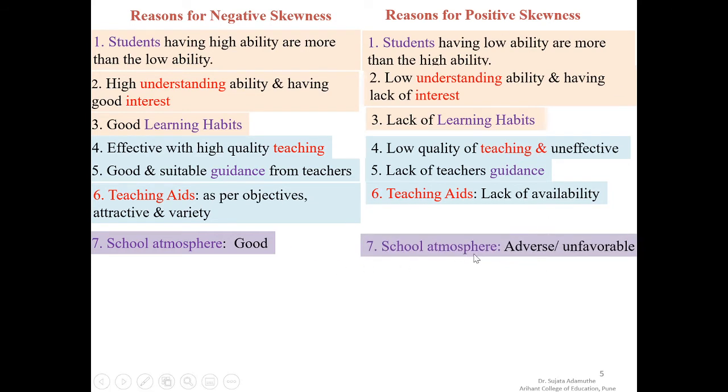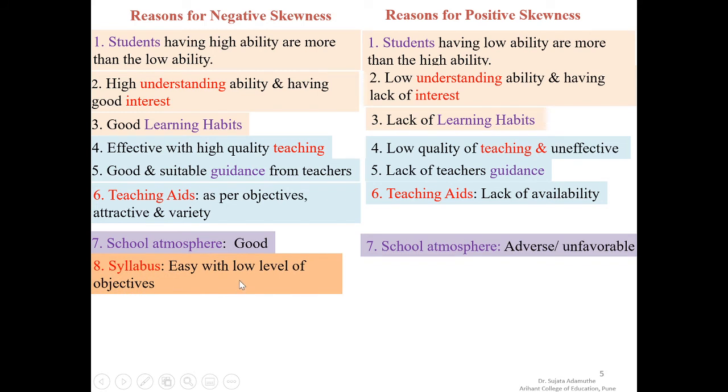And in reverse, if the school atmosphere is adverse or unfavorable for study, that means the proper infrastructure is not there, cleaning is not there, and the communication with the students, or between the teacher and students, is not good, then it automatically affects the students' interest to come to school and to learn, and they will get low scores. If they get low scores, we will observe the positive skewness there.